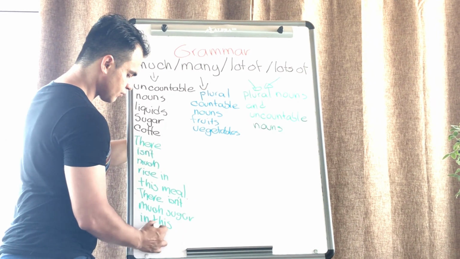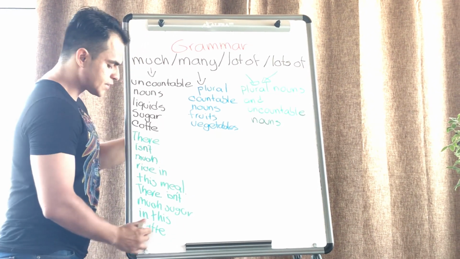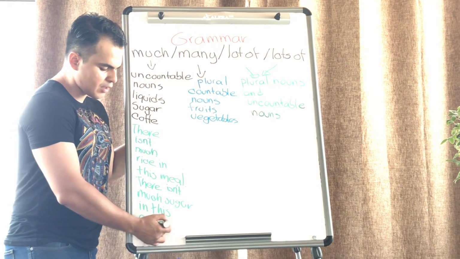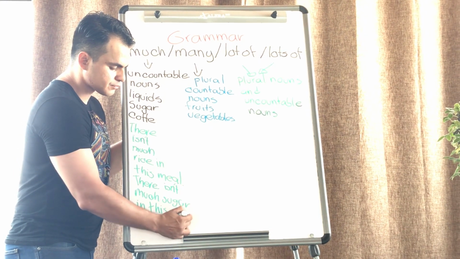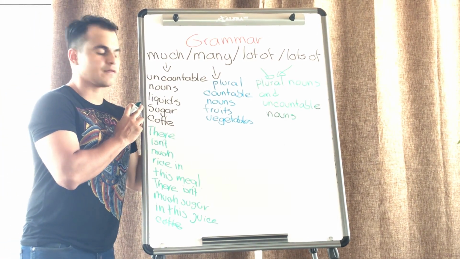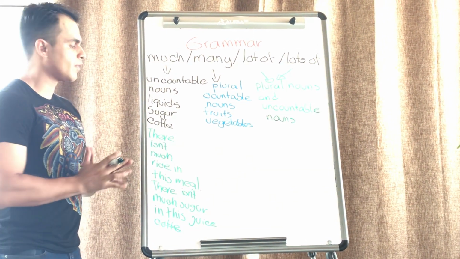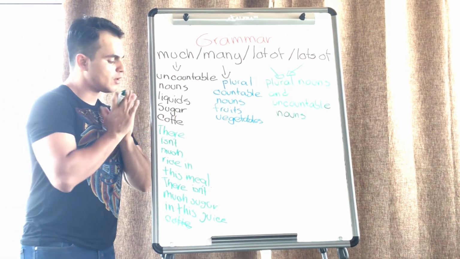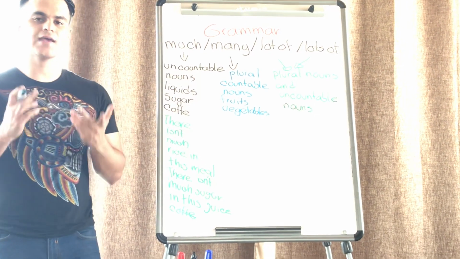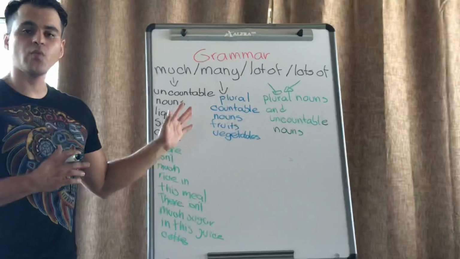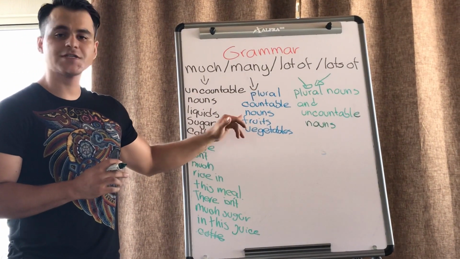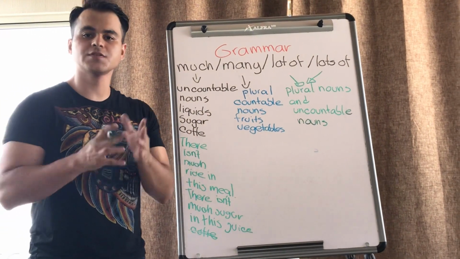For example, right? There isn't much sugar in this coffee or in this, I don't know, juice. And that's how we are going to use much for uncountable nouns such as liquids or things like sugar, coffee, the rice, things that we can't count, right? On the other hand, we are going to use many when we have plural countable nouns, such as fruits and vegetables, as I already explained to you guys.